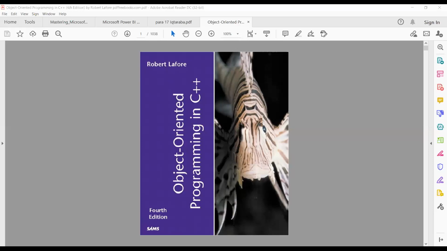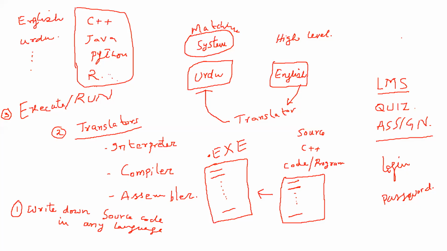To run the program means what? We have to execute the program. So these are the stages in a programming language. We need a compiler or interpreter to translate, and C++ has a translator which is named a compiler. So initially we write down the source code.